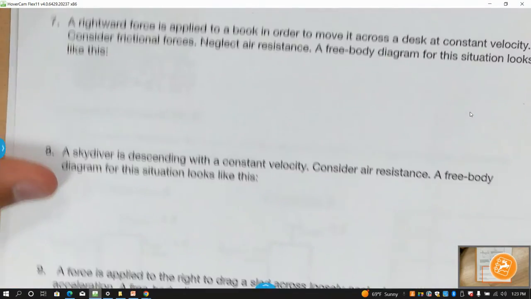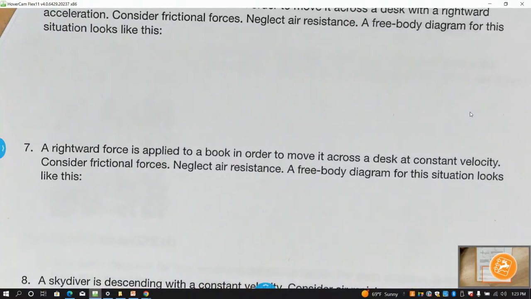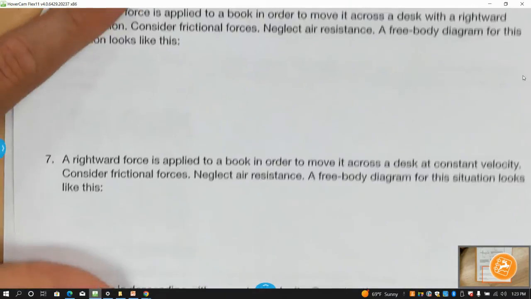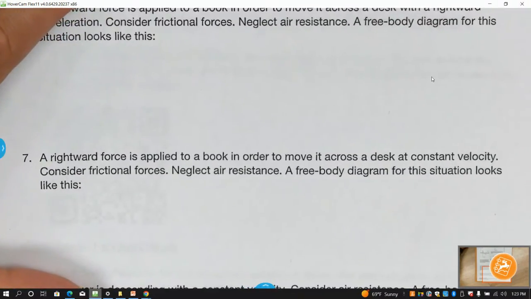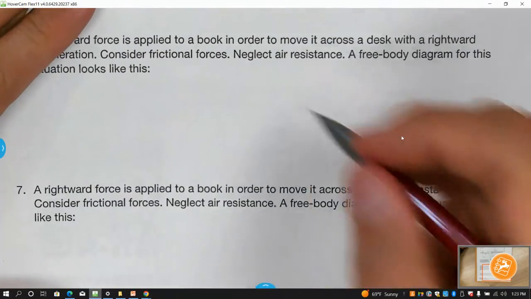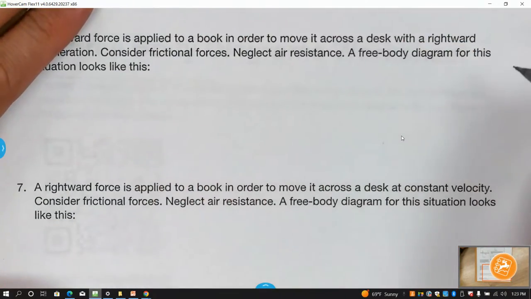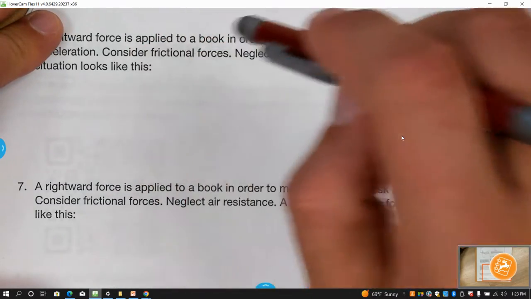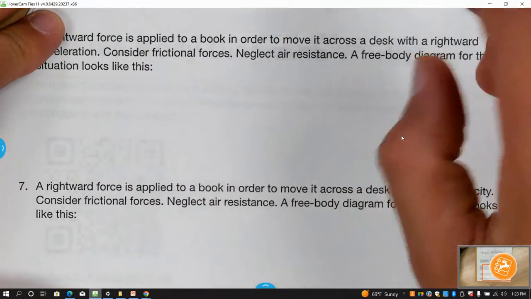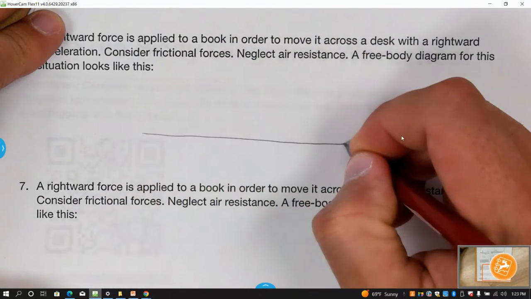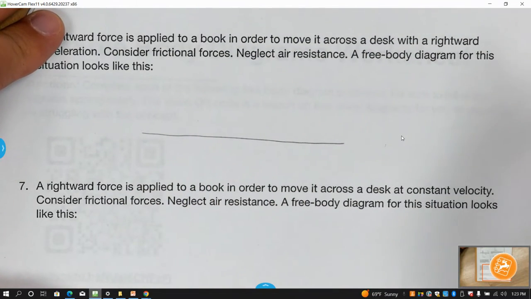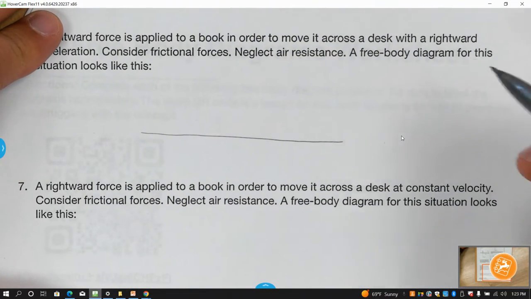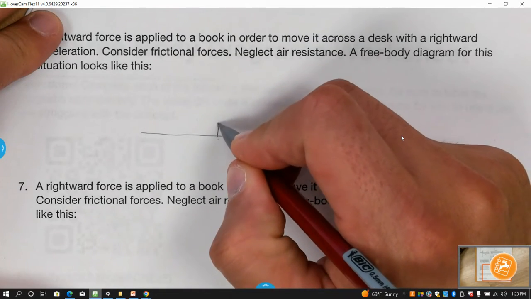Now, in this case here, you have a rightward force. There are a couple of different things going on in this one. You have a rightward force moving a book across a desk with a rightward acceleration. Consider frictional forces. Ignore air resistance and draw a free body diagram. So if this is my desk, this is my book.